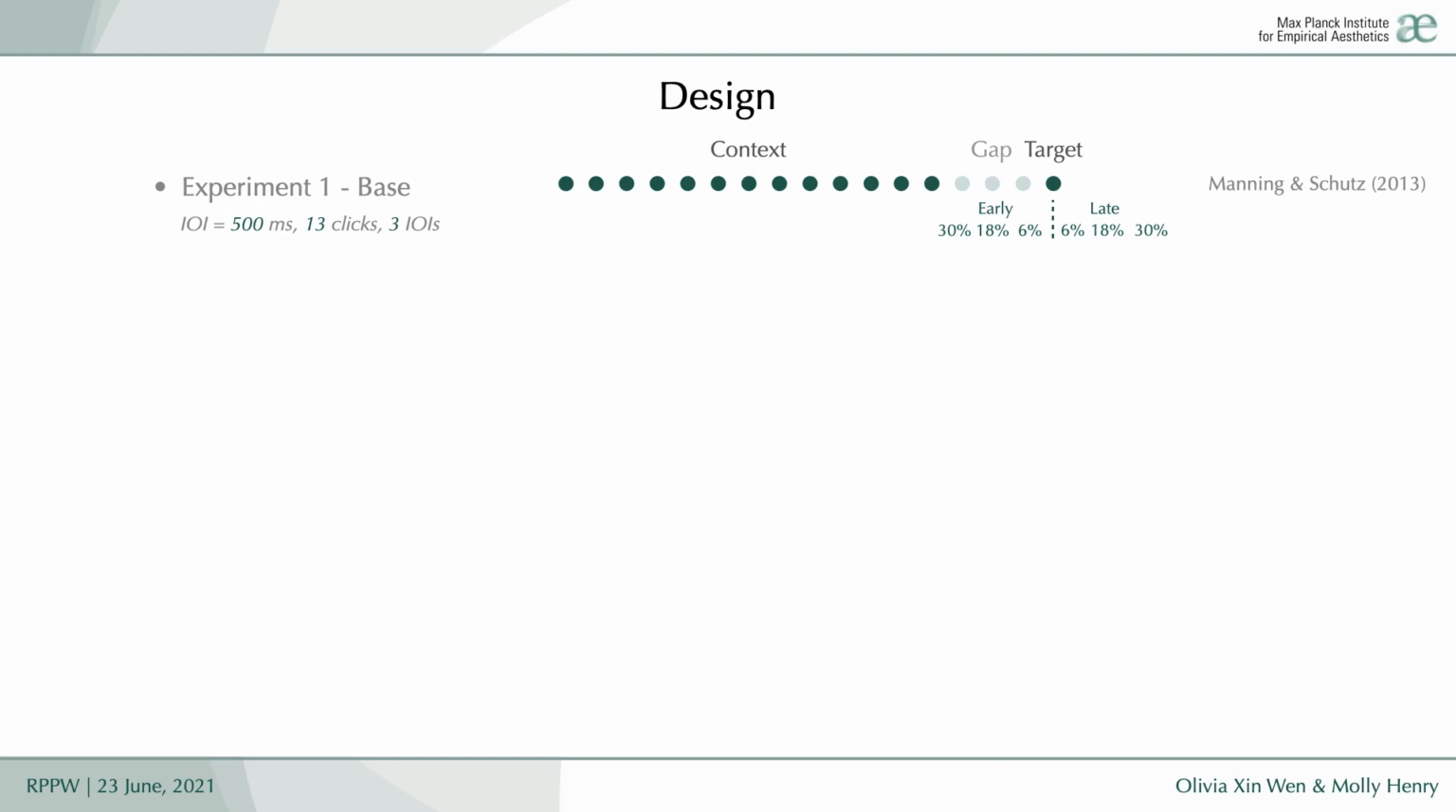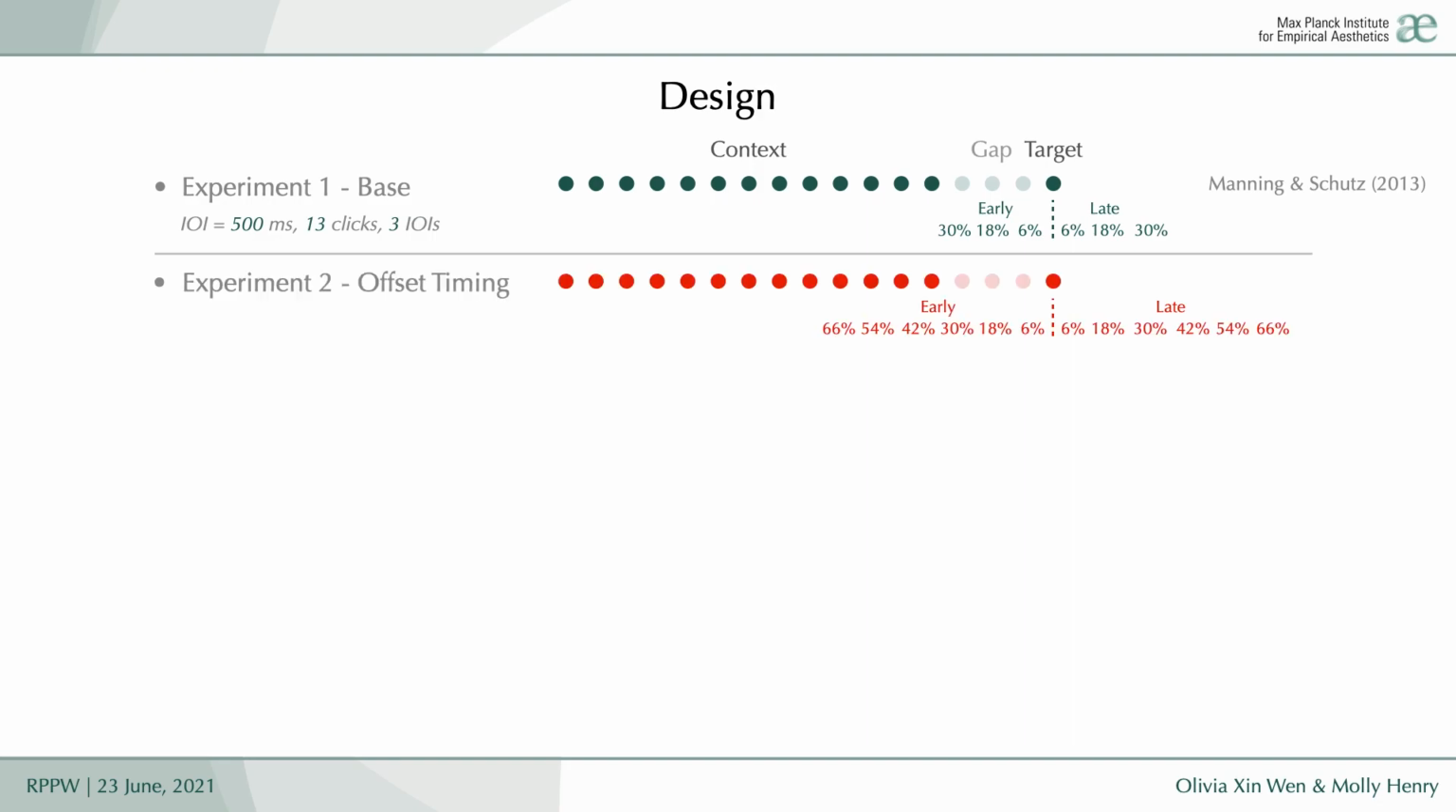We first designed a base experiment, modified based on a classic extrapolation study by Manning and Schutz. We had 13 context tones using the sound of a woodblock click. The tones were presented at an inter-onset interval of 500 milliseconds, meaning 2 clicks per second. The silent gap lasted 3 inter-onset intervals, followed by a target offset ranged from 30% of the IOI early to 30% of the IOI late. Here we aim to validate the slider paradigm against the conventional binary paradigm.